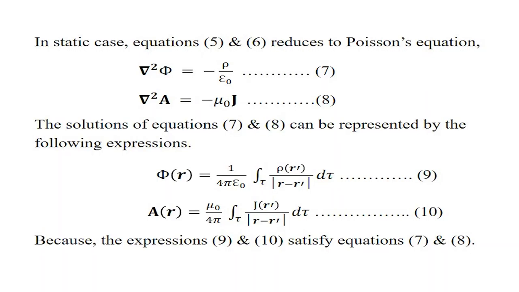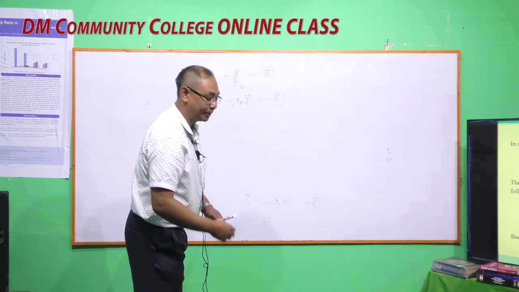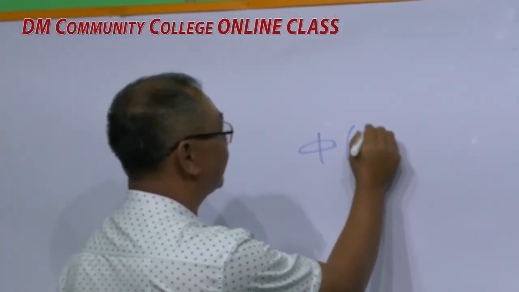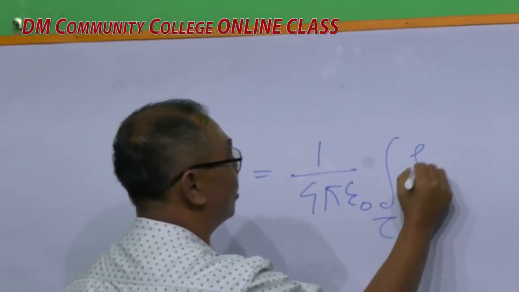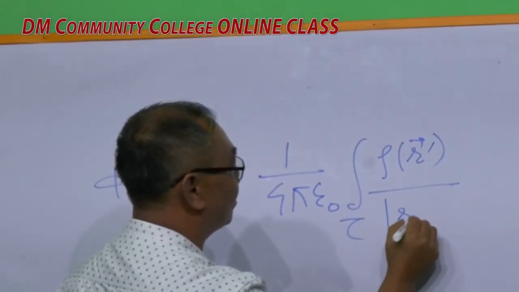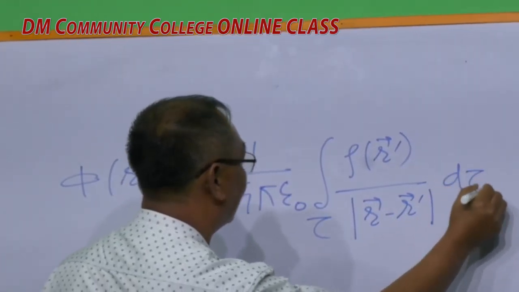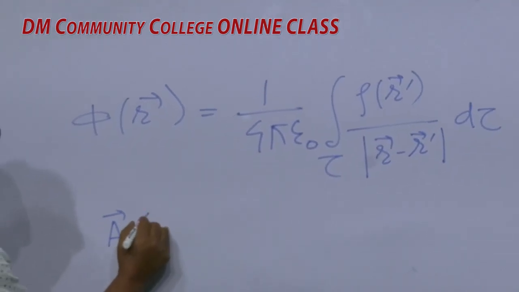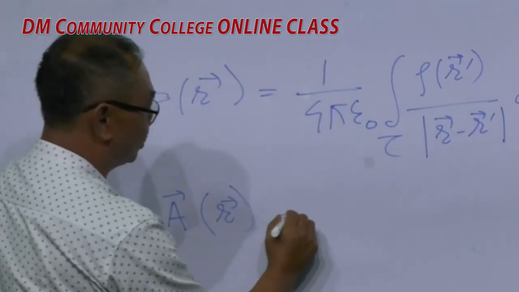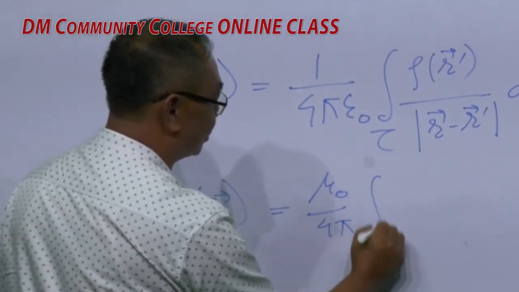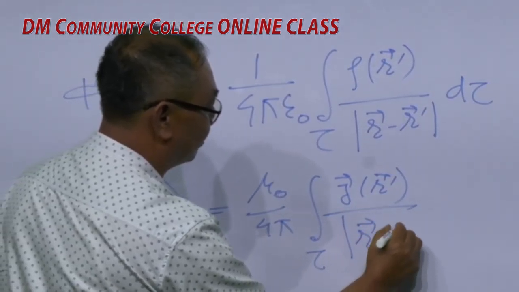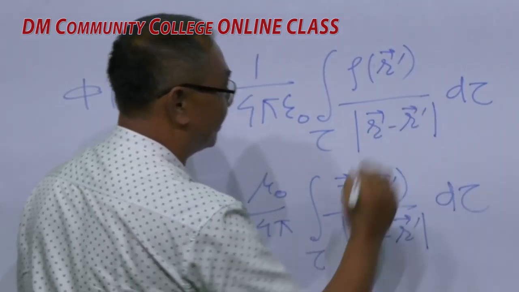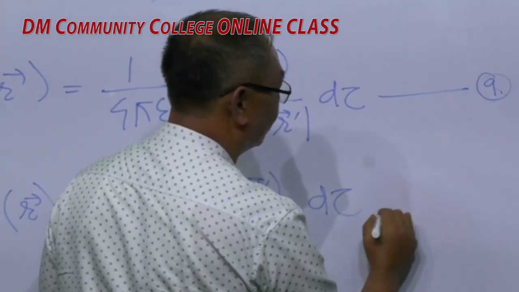So the solutions of Poisson's equation, that is equations 7 and 8, can be represented by the expressions, that is phi of r vector equal to 1 by 4 pi epsilon naught integration over volume tau rho of r vector prime divided by mod of r minus r vector prime d tau. Another one is A vector of r vector equal to mu naught by 4 pi integration over volume tau J of r prime vector divided by mod of r minus r prime vector d tau. I can write this as equation number 9 and this as equation number 10.